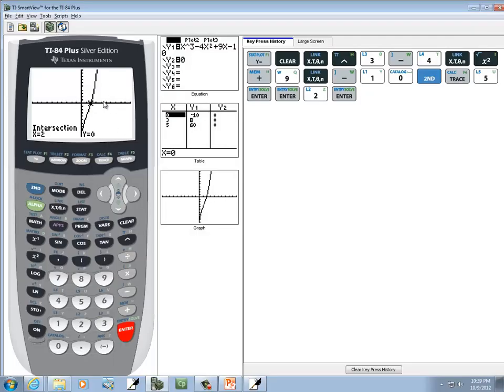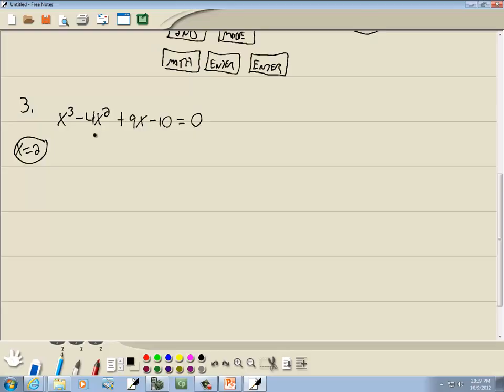Now that's the only place it crosses the x-axis. So that's the only answer we can get from the calculator. But we have x to the third, which means we have 3 answers. Well, what we're going to do is we're going to take this answer we just found, and we're going to plug it into synthetic division.